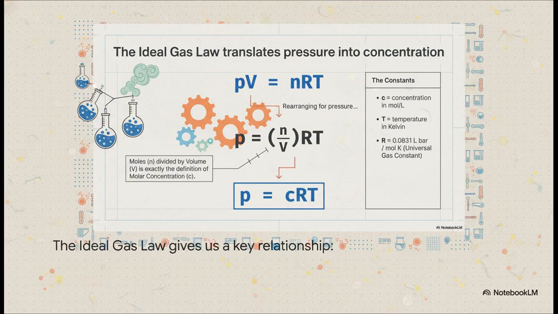If we just rearrange it a tiny bit, divide both sides by volume, V, you get pressure, P, on one side, and n over V on the other. But wait a second, what is n over V? Moles divided by volume? That's the definition of concentration, C. And just like that, the ideal gas law gives us a direct link. Pressure is just concentration times RT. This little equation is our Rosetta Stone.